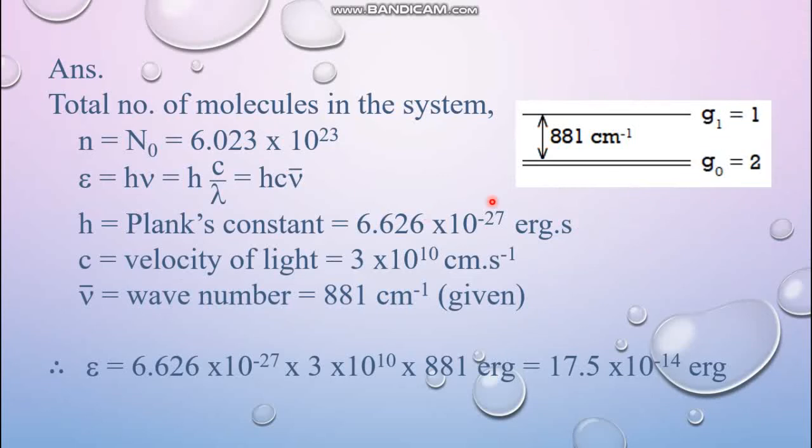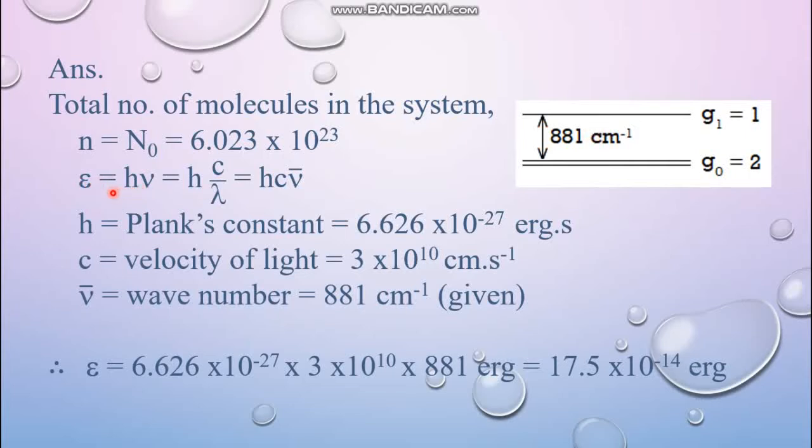So this is the picture drawn here. Here the ground state, which has a closely spaced doublet, and here the first excited state where the g value is 1 and the energy separation is 881 centimeter inverse. Okay, and the total number of molecules or particles is definitely Avogadro number, N0, 6.023 into 10 to the power 23. And you have to find out the energy of the first excited state because the separation is epsilon. So in terms of ergs you have to find them out.